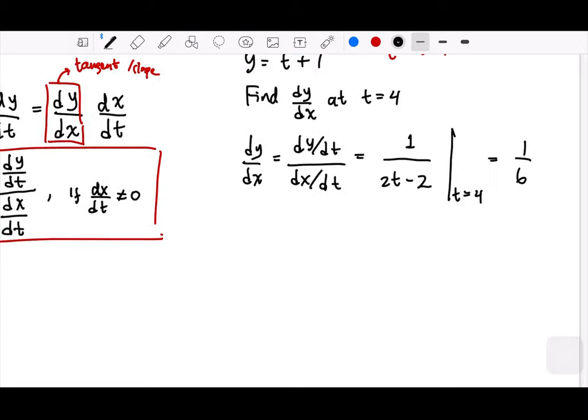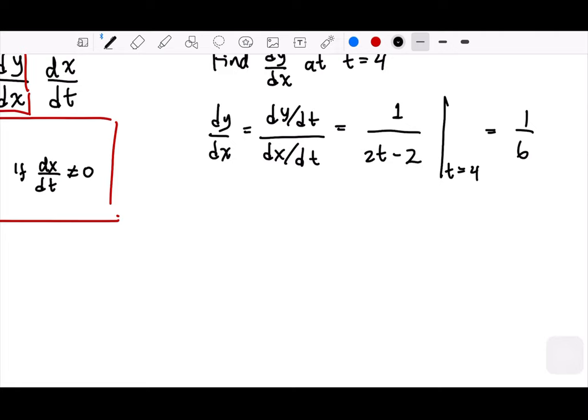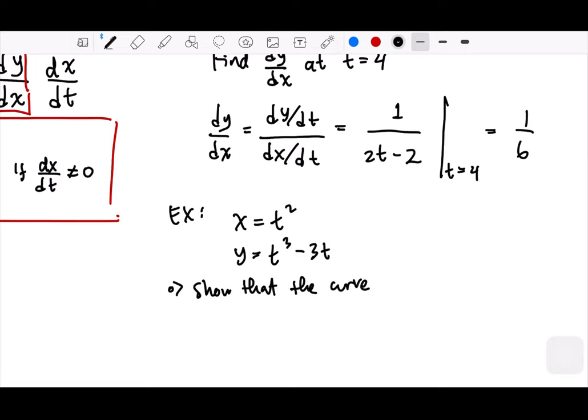Let me give you another example, and it will be a little bit of reviewing the calculus parts from last semester. x is t squared and y is t cubed minus 3t. Show that the curve has two tangents at (3, 0) and find the equations.